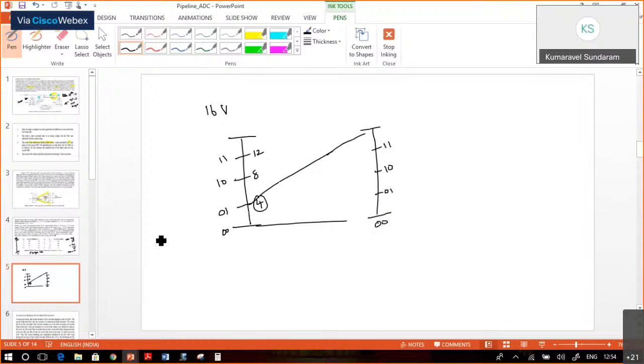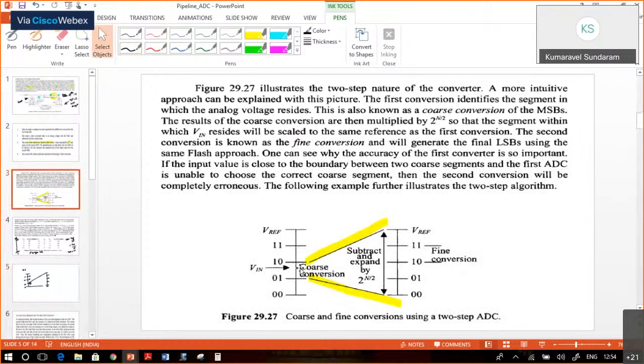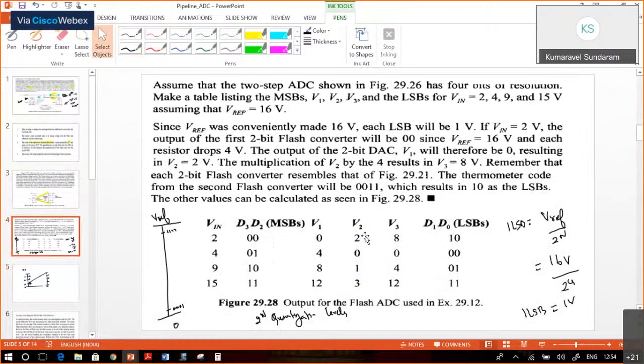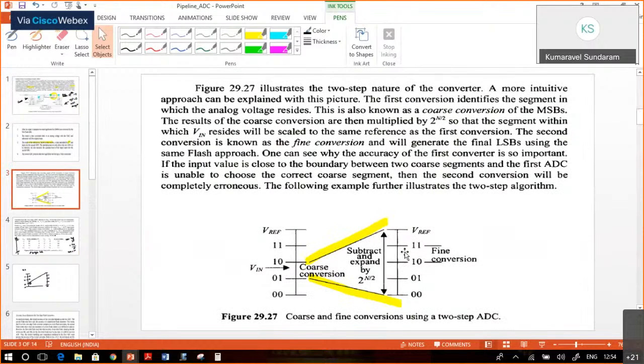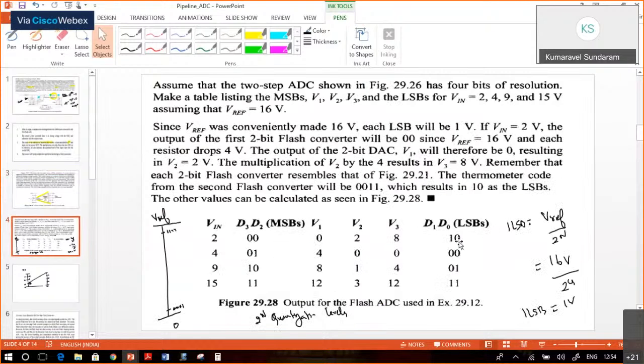And then what is the V2 voltage over here? Okay, 2 volt. Fine. Based on that, this architecture V2, V3. What is the V3 voltage? We should know, 8 volt. So 8 volt means it is going to be 1 0. Like that, the coarse and fine conversion value will be made.